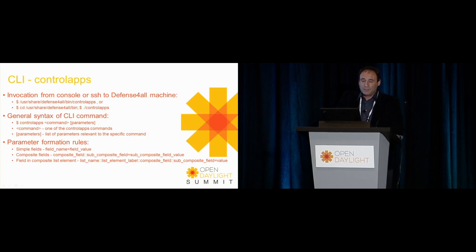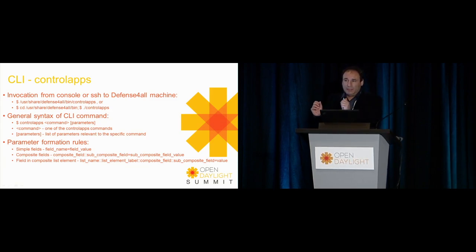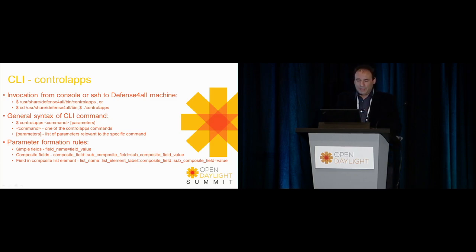For composite fields, we need to qualify that. So you tell the name of the containing field, then the name of the subfield and its value. And for list, we have several of those. We have to specify the list name, the list element label, and then the composite field and composite subfield, and then the value. A bit tricky. A few examples make it very simple.